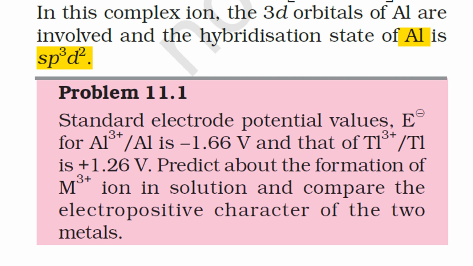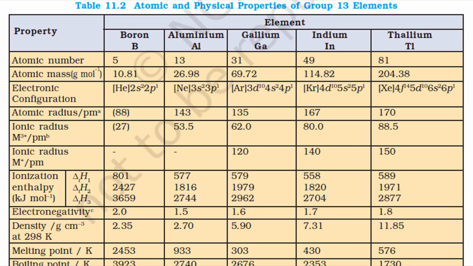The standard electrode potential E° for Al3+/Al is minus 1.66 volt and that of Tl3+/Tl is plus 1.26 volt. Predict the formation of M3+ ion in solution and compare the electropositive character of the two metals. Okay, so let's go to table 11.2 and find the answer.